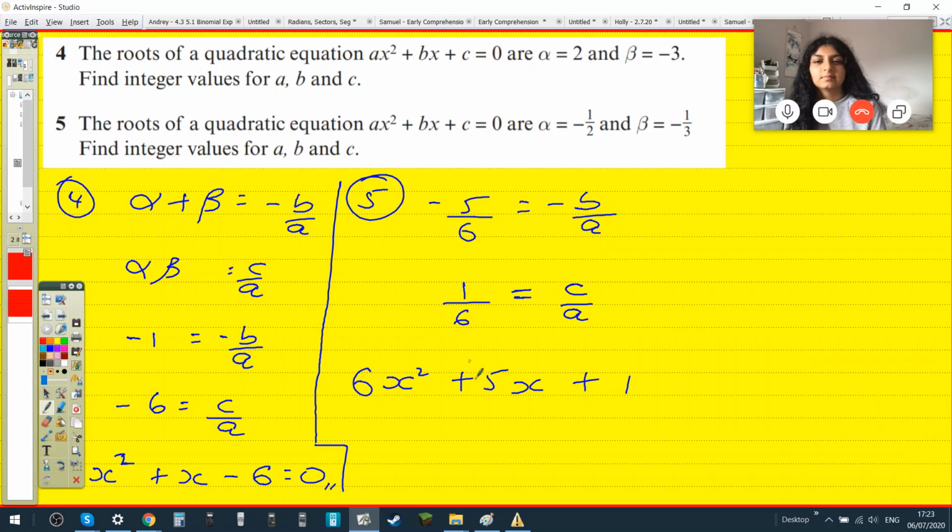Put this into your calculator and solve it and see what you get.